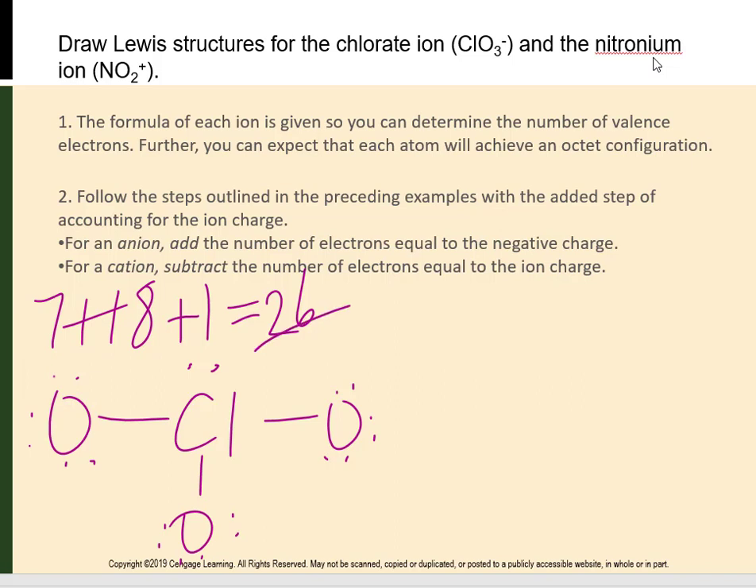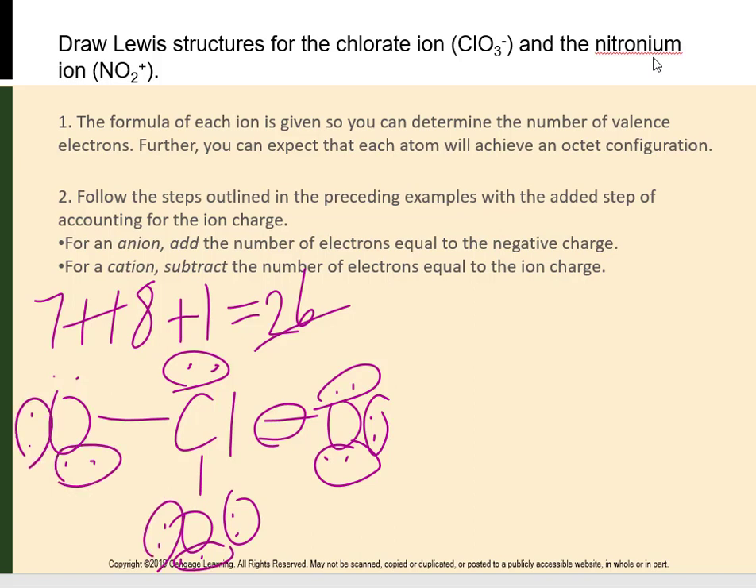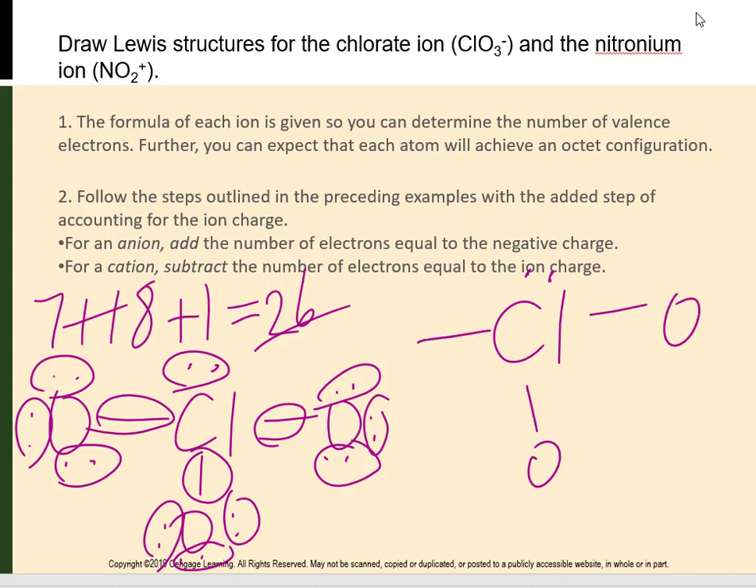Now let's see if we have 26 or 13 pairs. 1, 2, 3, 4, 5, 6, 7, 8, 9, 10, 11, 12. And I missed this one down here, 13. There we go. So we've got Cl with a lone pair on it, 3 bonds with oxygens, and each oxygen has 3 sets of lone pairs.